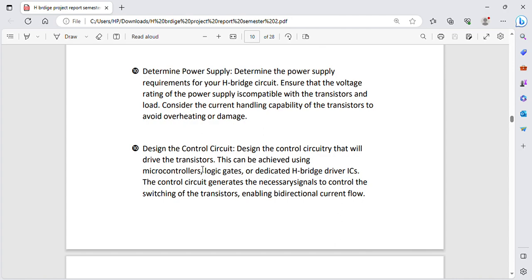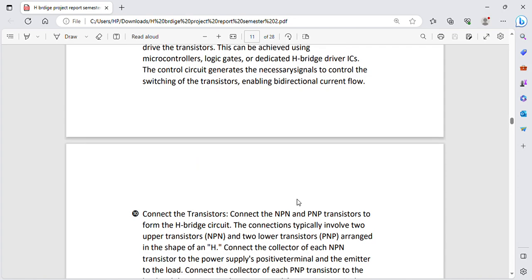Design the control circuit. Design a control circuit that will drive the transistors. This can be achieved using a microcontroller, logic gates, or dedicated H-bridge driver ICs. The control circuit generates signals to control the switching of the transistors, enabling bidirectional current flow.